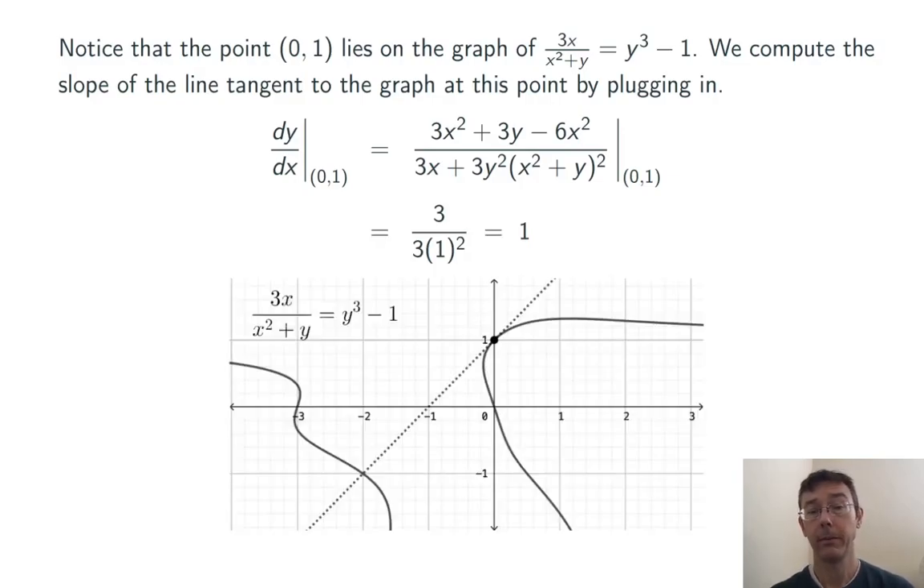Let's graph this. Here's the graph of the relation 3x over (x squared plus y) equals y cubed minus 1. At the point (0, 1), we can see that the tangent line has a slope of 1.